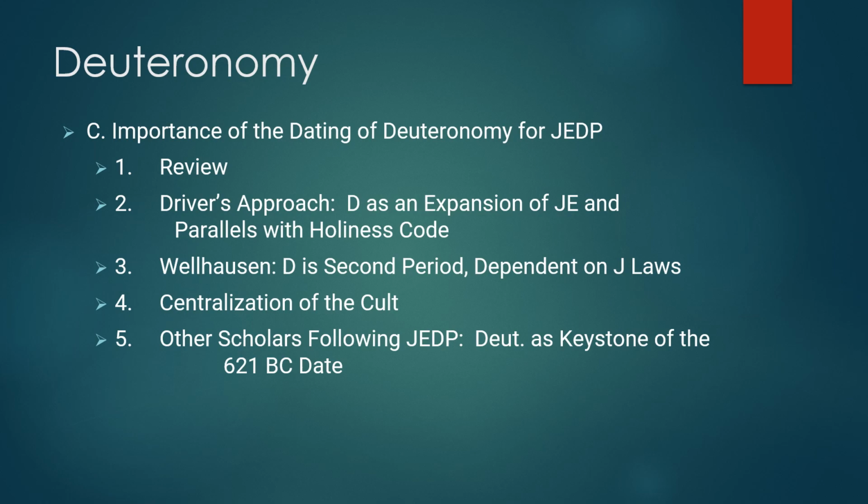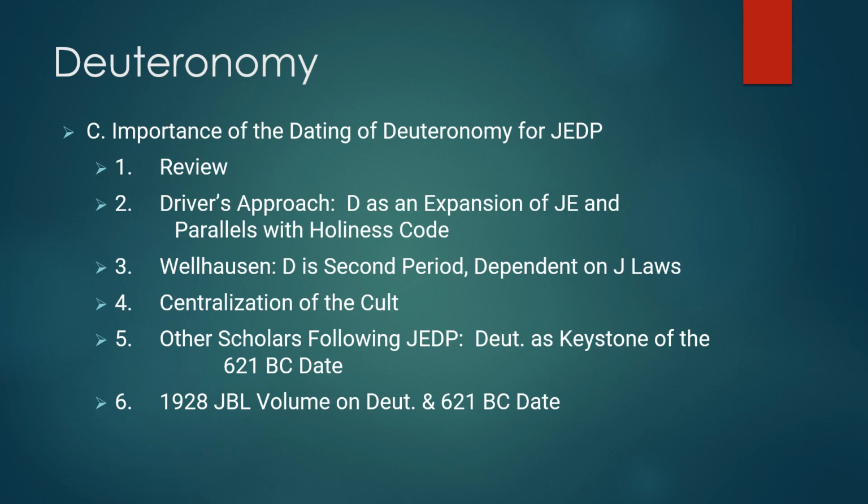Wellhausen put it in the order that it is presently in, where P comes later than D. But that Archimedean point is what Eissfeldt here terms his thesis that Deuteronomy is the link with the Josian date of 621 BC. Now, that's rather strong terminology.